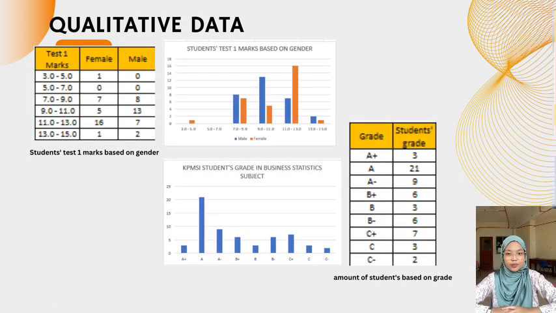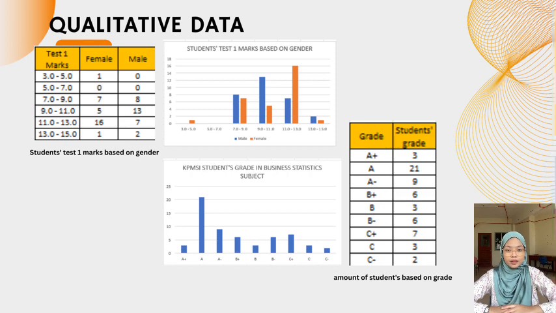So this is the data we have collected for qualitative data. The first table and graph represent the student test 1 marks based on gender. The second table and graph represent the amount of students based on grade.